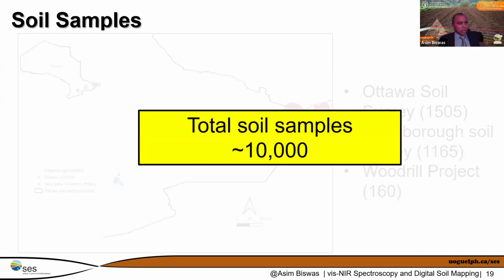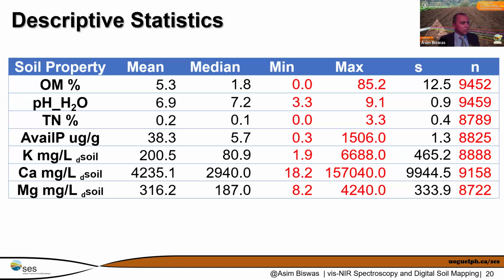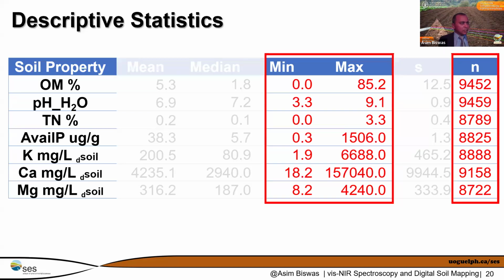In this project, about 10,000 plus soil samples were scanned, but not all the samples are utilized. When you look at the descriptive statistics of the data, I know it's a busy table, I just want to focus on the fact that many of the soil properties cover quite a broad range, like pH from 3.3 to 9, organic matter 0 to 85%. Canada has a lot of organic soil or peat soil. We see the same with some of the available nutrients and others. The last column shows soil samples between 8,700 and 9,500 almost, so within that range we have a large amount of samples to work with.